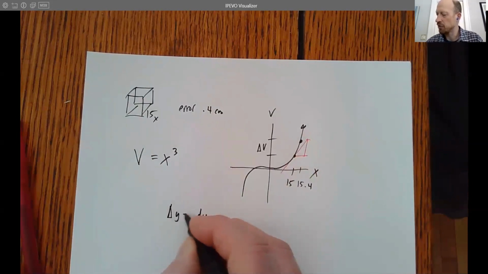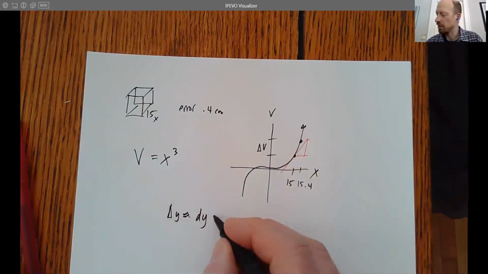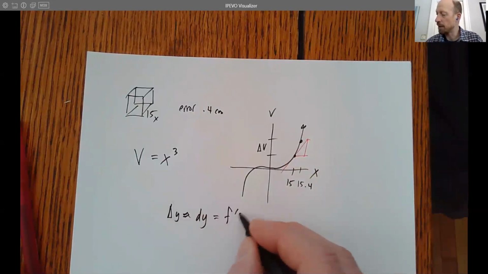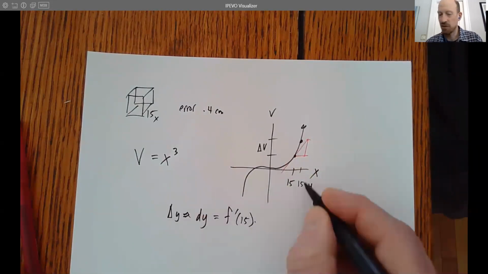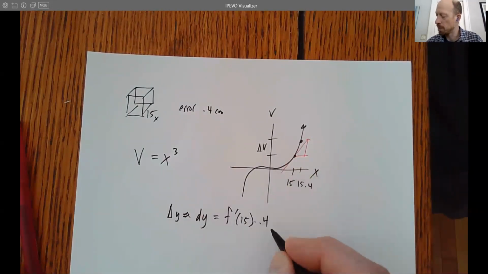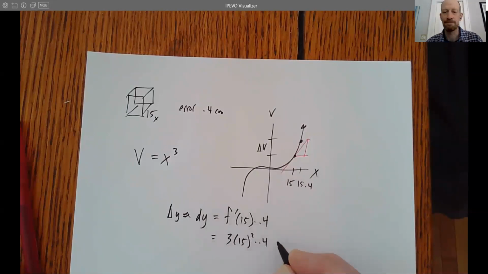The actual change is approximately dy, and dy is f prime of 15 times the change, which is 0.4. So what's f prime? 3 times 15 squared times 0.4. I don't know what that is. Some fairly large number actually. So even though you have a relatively small change in the measurement, it feels like a sizable change in the error.